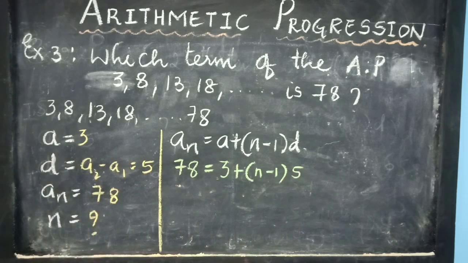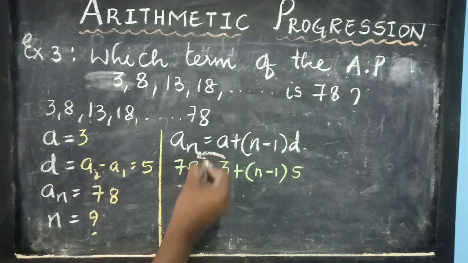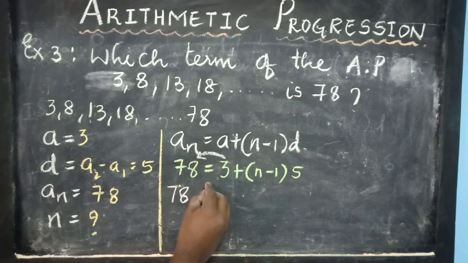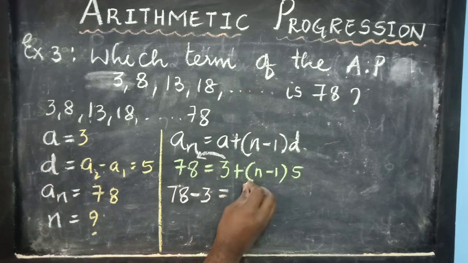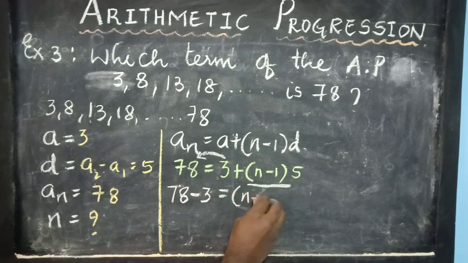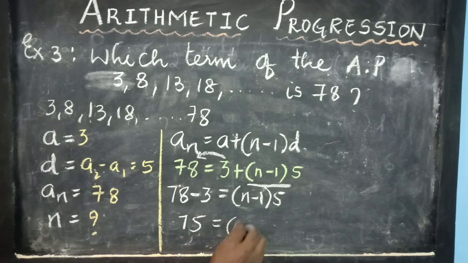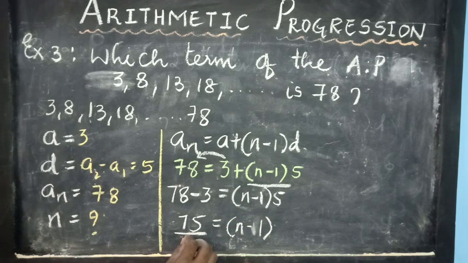5. Now the next step is shift this plus 3 to LHS. After shifting it becomes minus 3. 78 minus 3 equals the remaining terms, N minus 1 into 5. Now 78 minus 3 is 75 equals N minus 1. Now this 5, what do I do? I'll shift it to the denominator of the LHS.